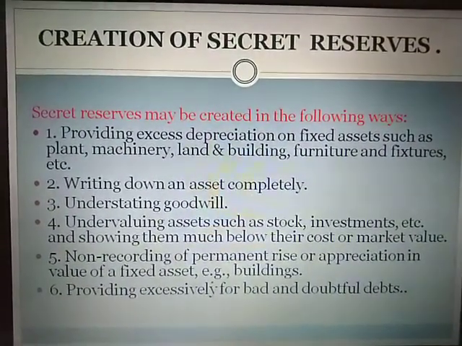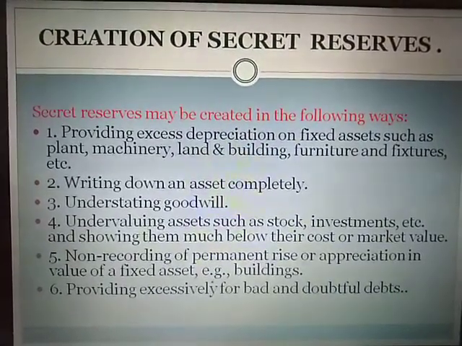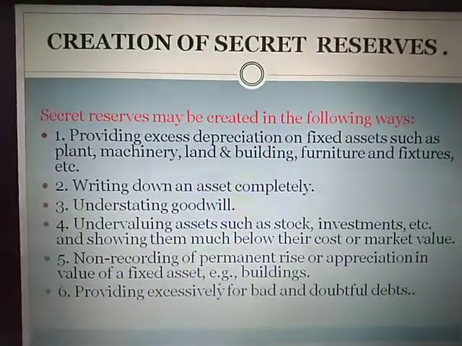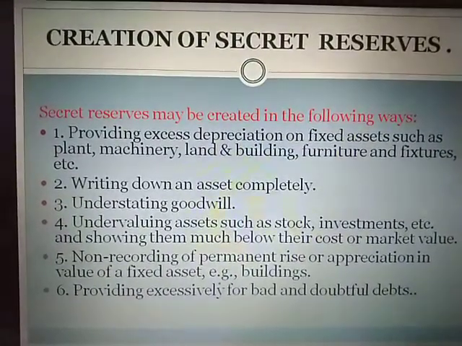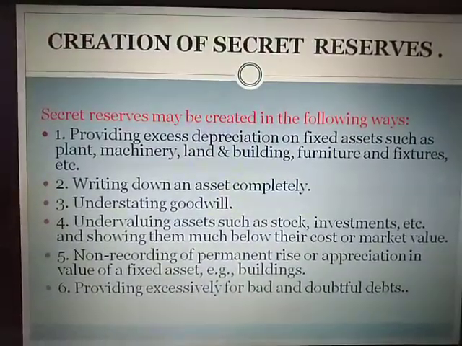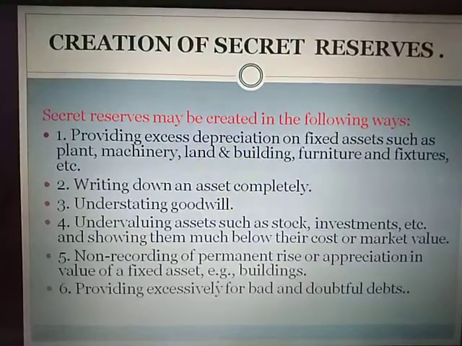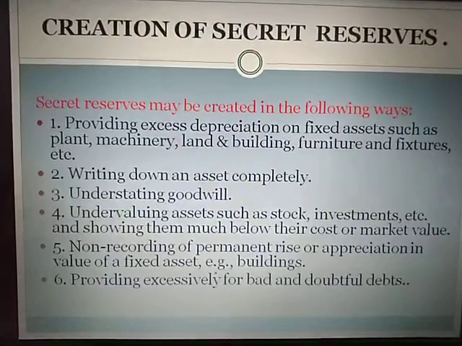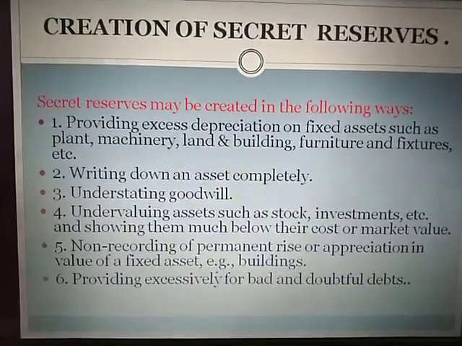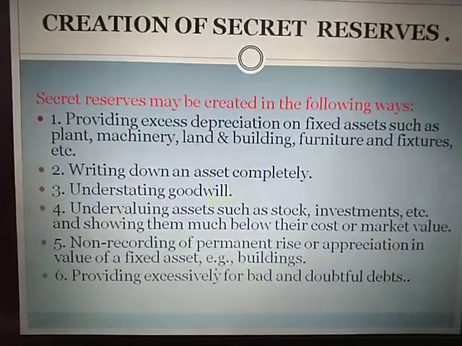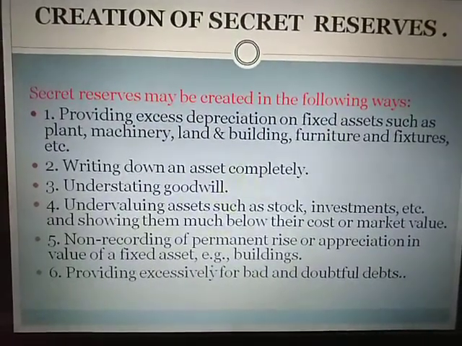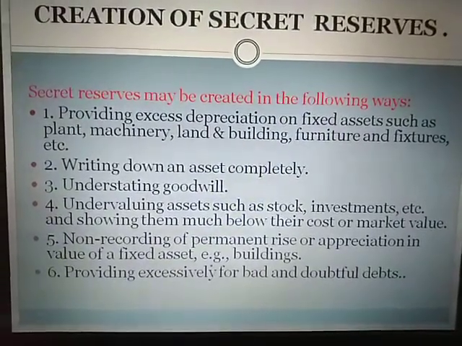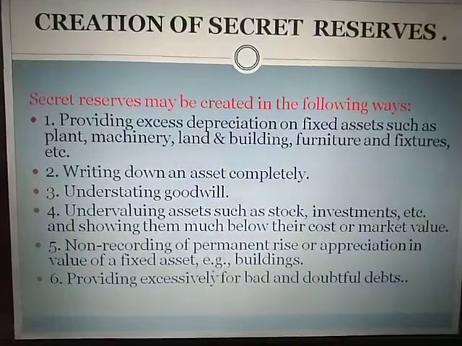Okay, then number two, writing down an asset completely. That means we are completely disposing of an asset but which is not actually happening. Then understating goodwill. The goodwill amount is being understated, that means undercasted. It is shown at a lesser value. So in that way also we are saving money. Undervaluing assets, as I have already discussed. Then non-recording of permanent rise or appreciation in the value of a fixed asset. That means whatever is the present value of a fixed asset, if there is a rise in the value of the asset, we are not recording that or we are not showing that in order to reduce our profit.